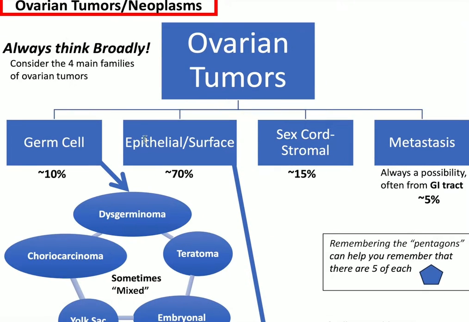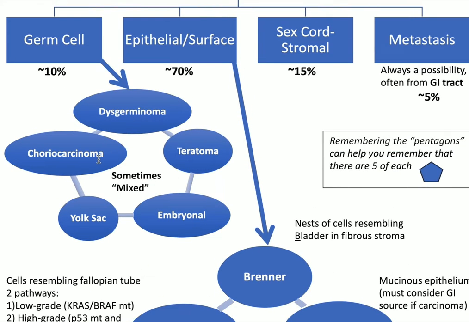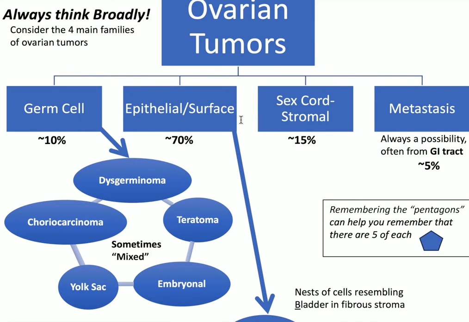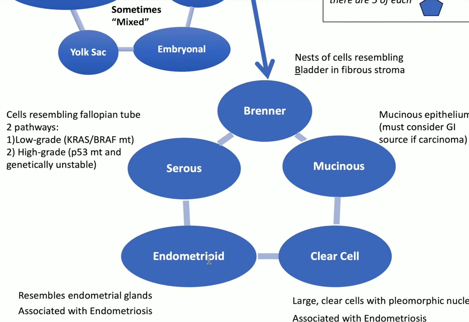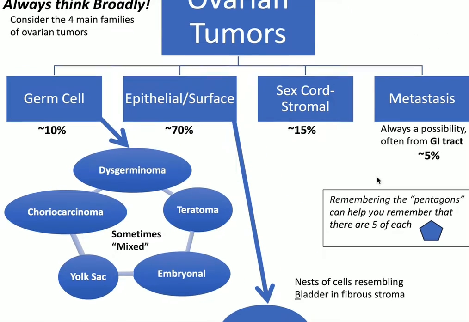Ovarian tumors, think germ cell, there's 5. Germ cells make up 10%. There's 5: dysgerminoma, choriocarcinoma, yolk sac, and teratoma. Sometimes they're mixed. 70% of ovarian tumors are epithelial, and think about your 5: Brenner, serous, endometrioid, clear cell, mucinous. Sex-cord stromal make up 15%, and mets make up 5%.